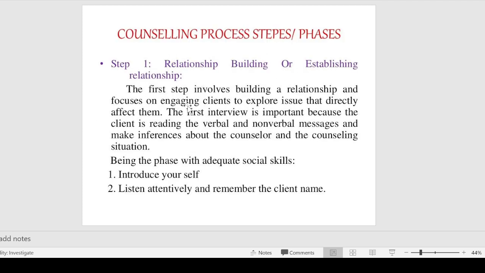How to establish a relationship? I already gave a clear explanation that you have to introduce yourself and let the counselor also introduce himself and share all the information in detail, and that's the first step. So the first step involves building a relationship and focusing on clients to explore the issues directly affecting them. The first interview is important because the client is reading the verbal and non-verbal communications and makes inferences about the counselor and counseling situation. And being in the phase with adequate social skills, you have to introduce yourself, listen attentively, remember the client's name properly, maintain eye contact, concentrate, and appreciate the individual. This all will give you a good relationship.